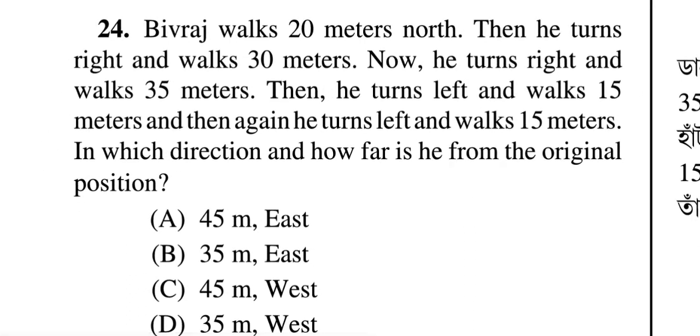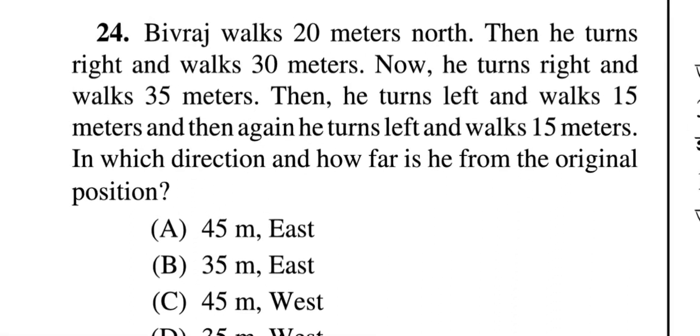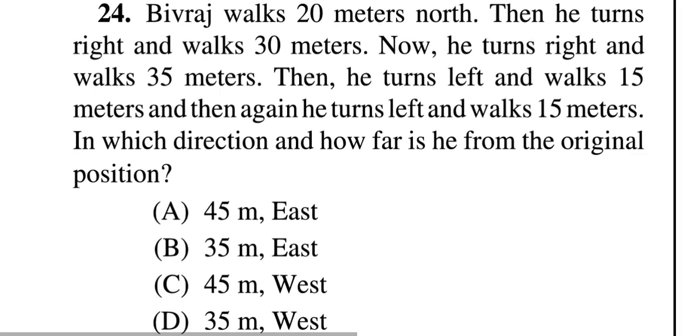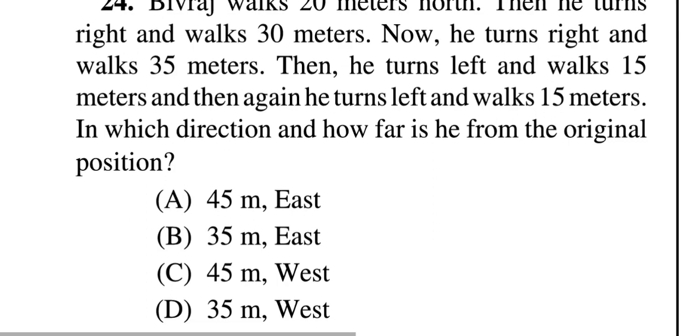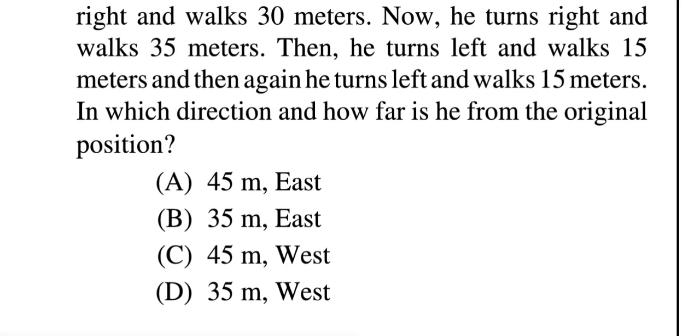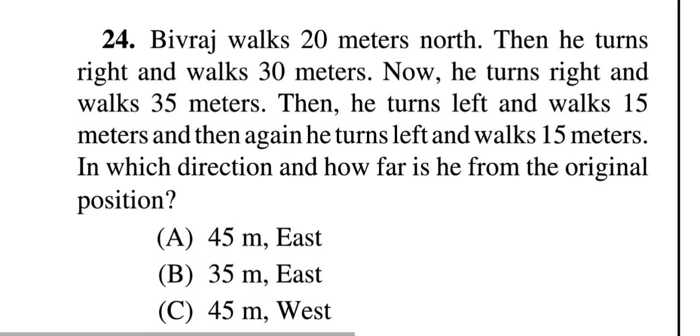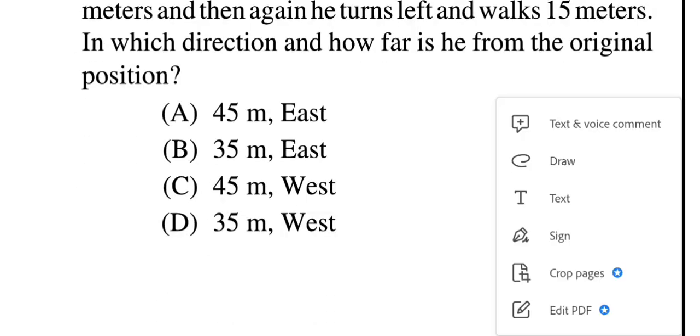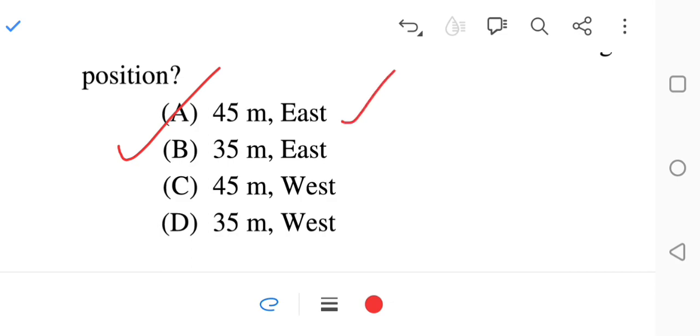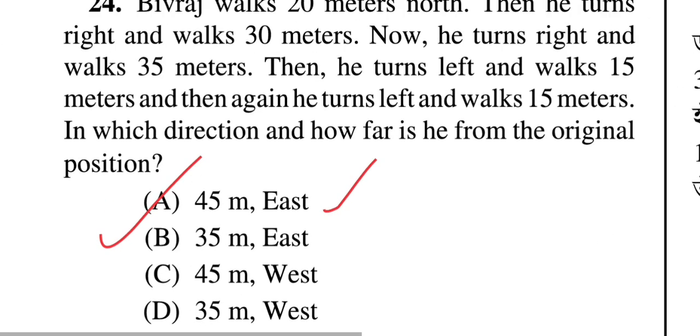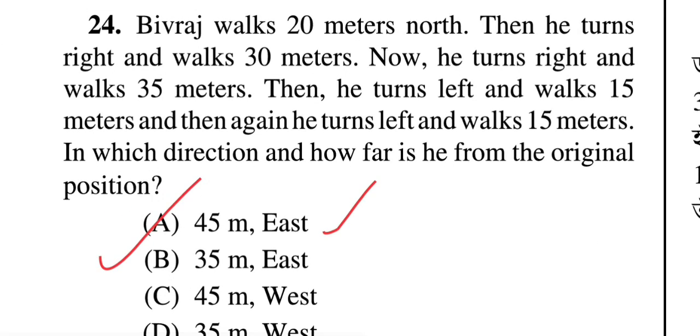24, it is also related to maths. Bivras walks 20 meter north, then he turns right and walks 30 meter. Now he turns right and walks 35 meter. Then he turns left and walks 15 meter. And then again he turns left and walks 15 meter. In which direction and how far is he from the original position? Correct answer will be 45 meter east. Okay, 45 meter east. Find out how? Find out by yourself.